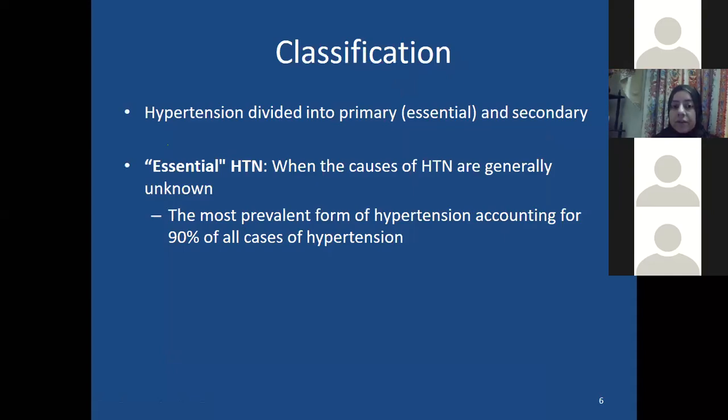So if we classify hypertension, it's divided into two categories, basically primary or essential hypertension and secondary. Essential hypertension is when the causes of hypertension are generally unknown. It's the most prevalent form of hypertension, accounting for around 90% of all cases, when the cause of hypertension is not known.